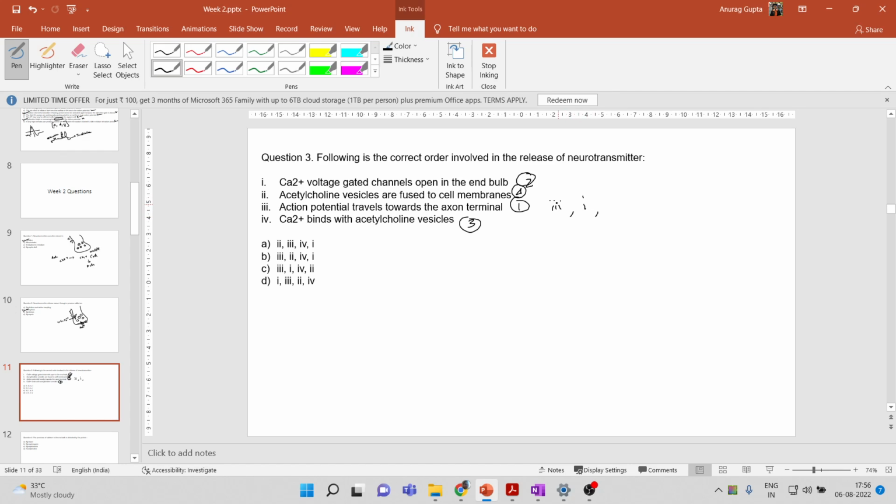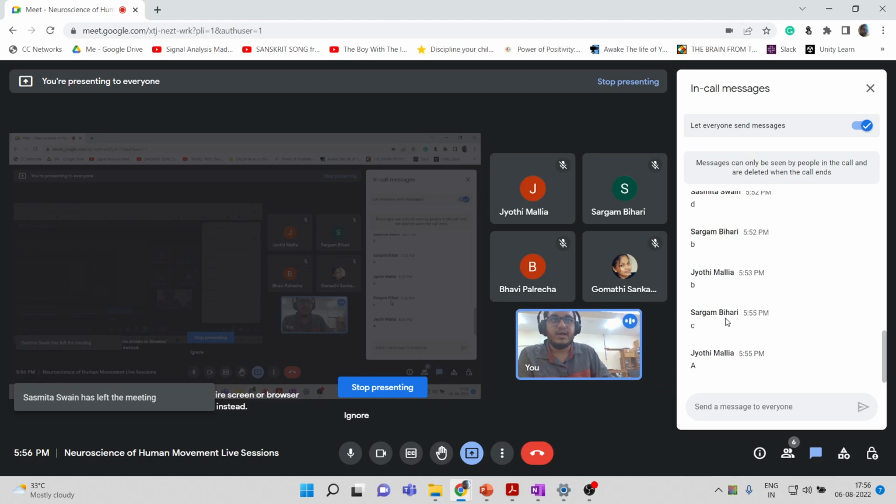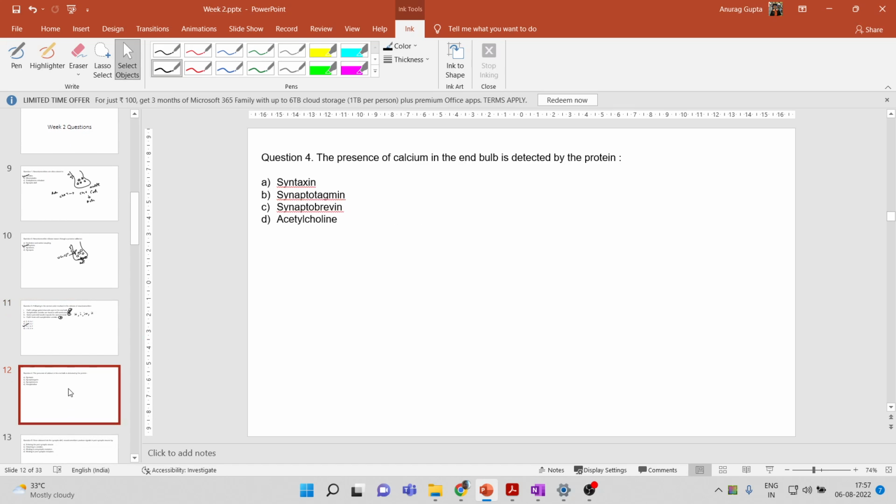1, 4, 2. 3, 1, 4, 2. This is the correct answer. Yes. So I think Bihari got it right. Let's go on to the next question. The presence of calcium in the end bulb is detected by the protein. So you can go ahead and answer this. Again, 30 seconds. This is a straightforward question.